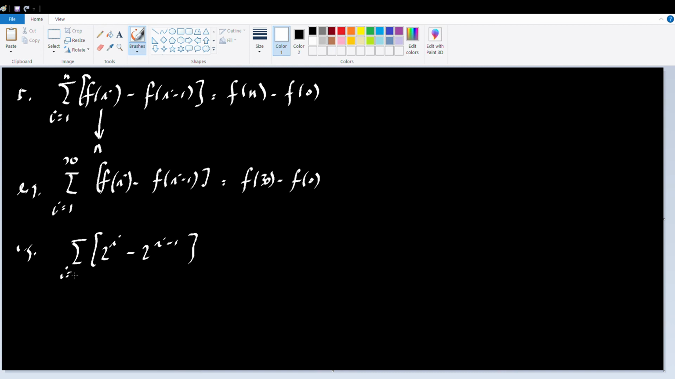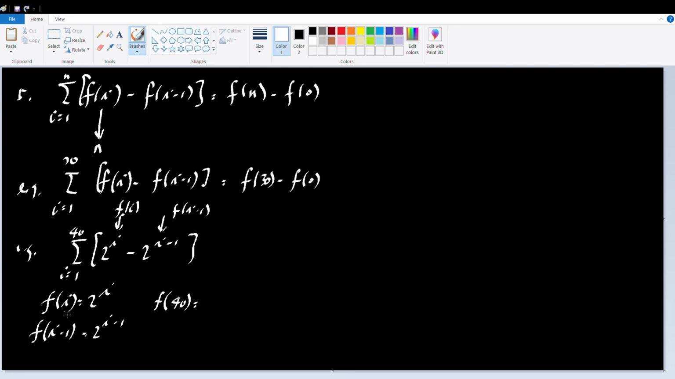Alright, I from 1 to 40. Your f of I here is 2 raised to I, and f of I minus 1 is 2 raised to I minus 1. So, here it is. This is your f of I, while this one is your f of I minus 1. So, you simply get f of n or f of 40. Replace I by 40, that will be 2 raised to 40.